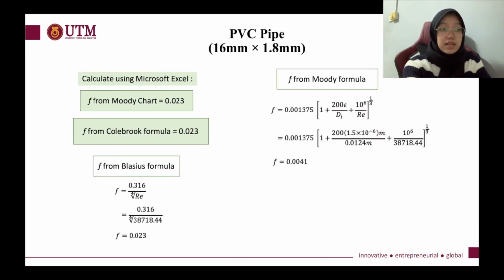Alright, so for the calculation of the coefficient of friction, from Microsoft Excel, for the Moody chart and Colebrook formula, I got the same value, which is 0.023. From the Blasius formula, I got 0.023. And for the Moody formula, I got 0.041.